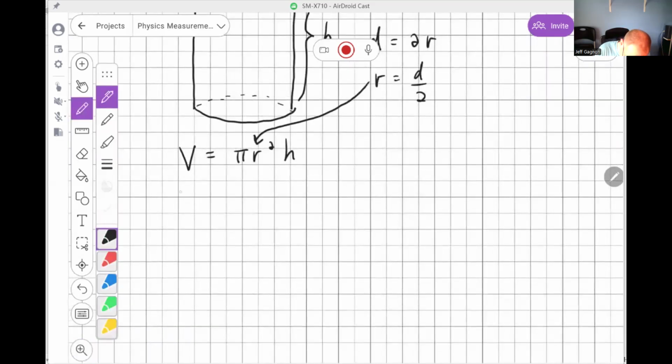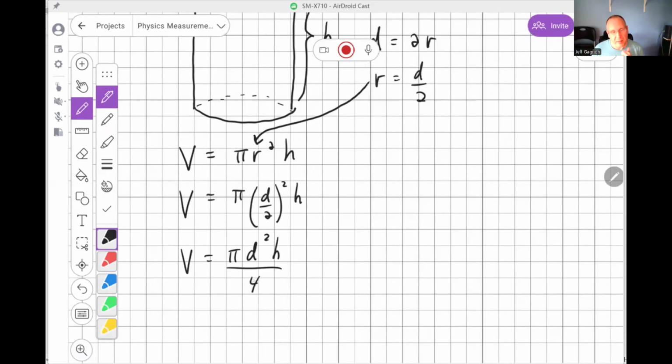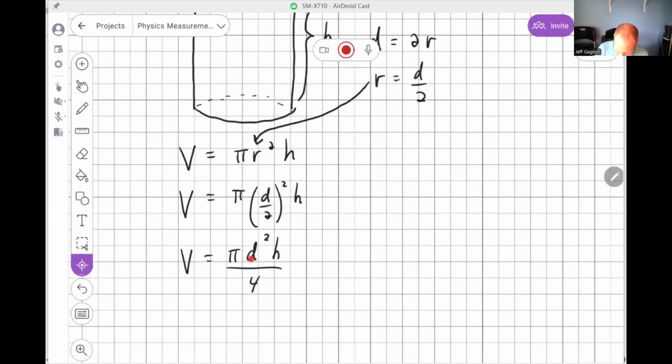So if I substitute that in, I'm going to have pi times d over 2, squared, times h. And then if I expand it out, this will be pi d squared h over 4. So the first thing again that you have to do is compute the volume of the cylinder. So you're simply going to plug in your average diameter here and your average height that you got from your table, and then calculate the volume.